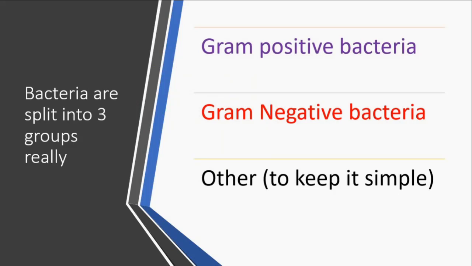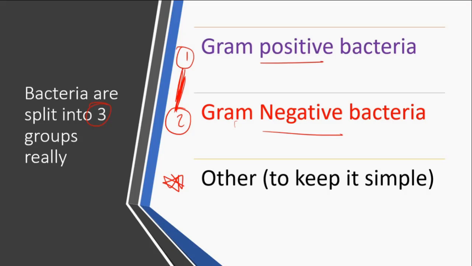So in microbiology, the easiest way to look at bacteria, or the first stage in your mind, is to picture bacteria in three different groups. Okay, three different groups. So bacteria are either gram-positive, gram-negative, or they're put into a different group, because there's always exceptions to the rule, right? But just think of it this way, that bacteria are either gram-positive or gram-negative.